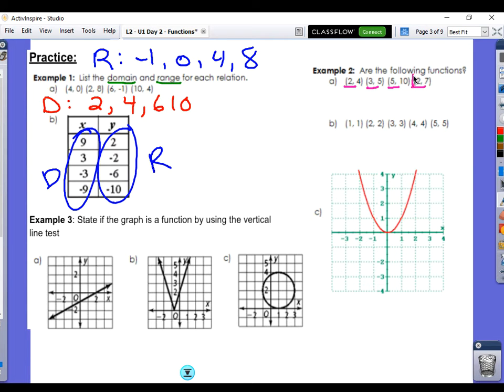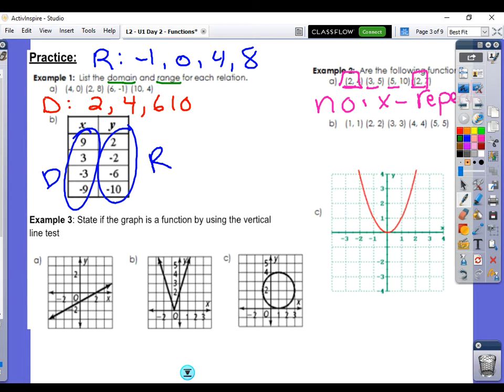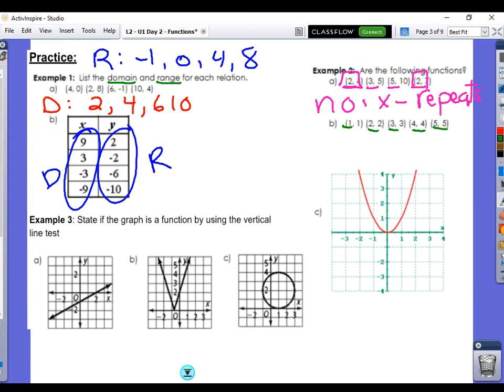And you probably saw that that 2 repeated itself. And so that is not a function. No, that is not a function because the x is repeated, right? The x repeats. So anytime your x repeats, not a function. For example, b though, 1, 2, 3, 4, 5, no repetition there, so we are good to go. Yes, that is a function.